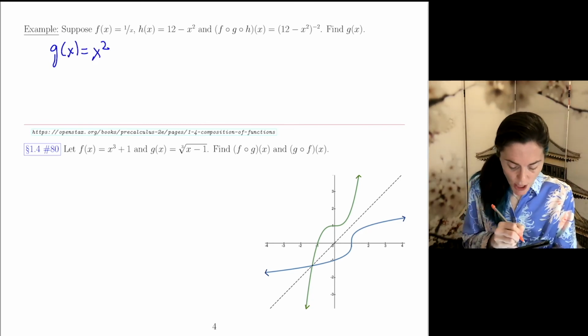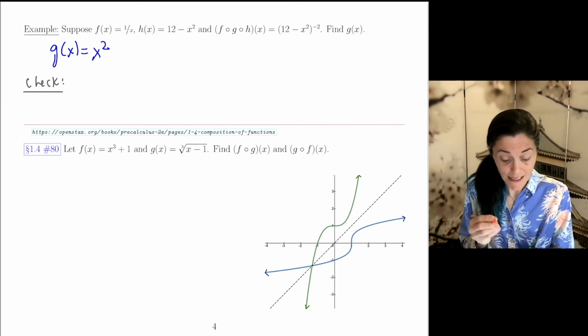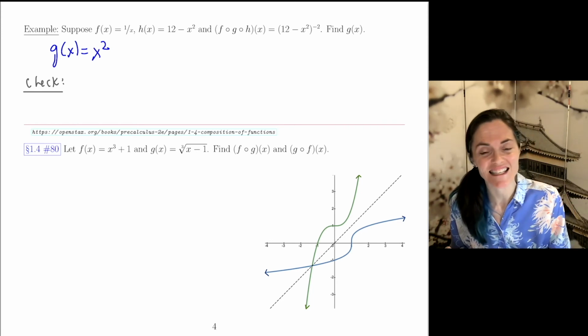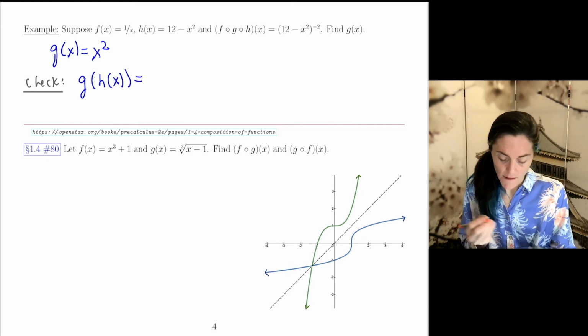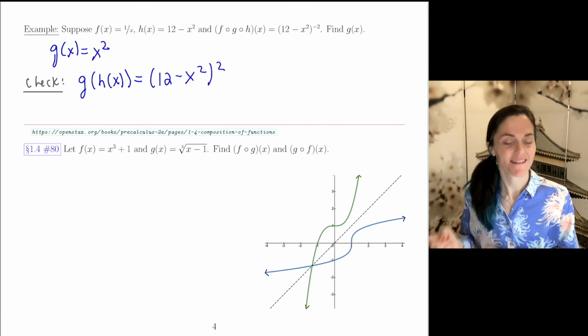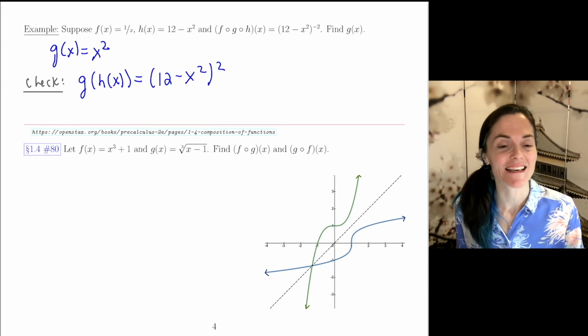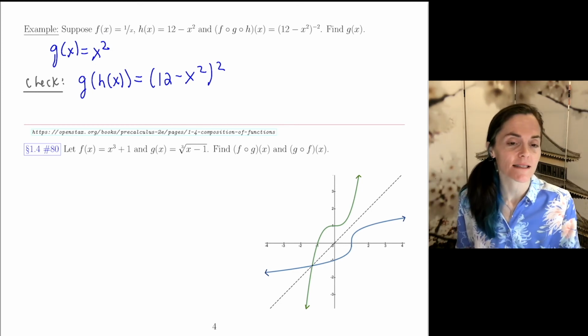And then let's check. This is where I actually do want to go through the steps of checking, because I need to compose 3 functions. If we take g of h of x, this is 12 minus x squared, quantity squared, right? Certainly we can do this. We put in h of x everywhere we see an x in g of x.